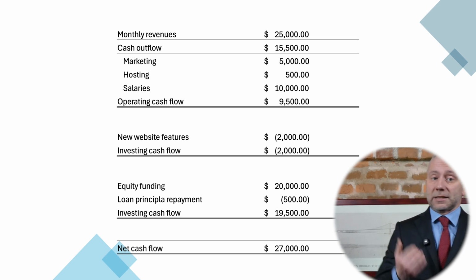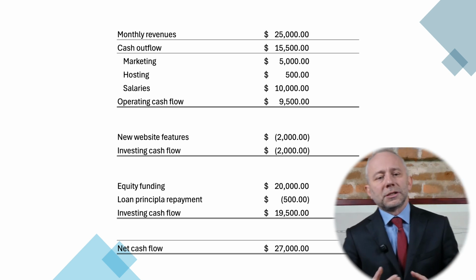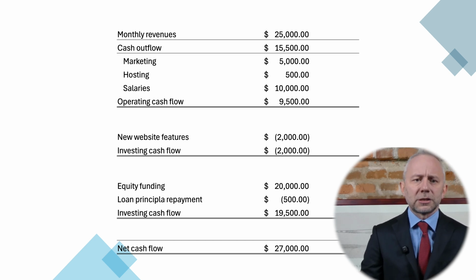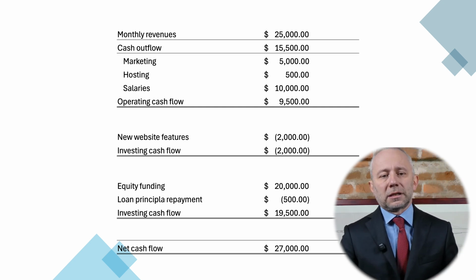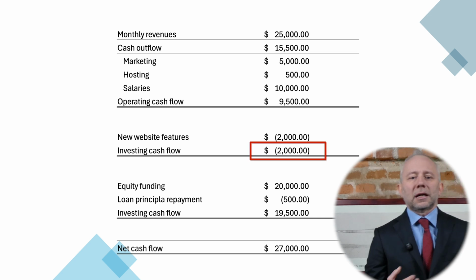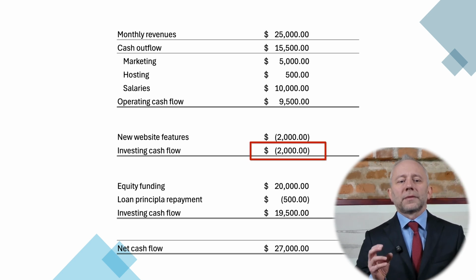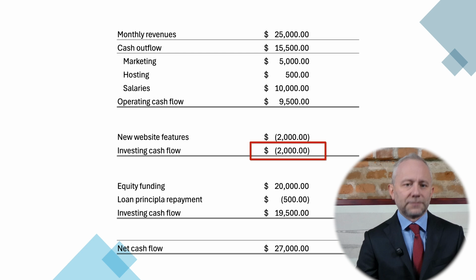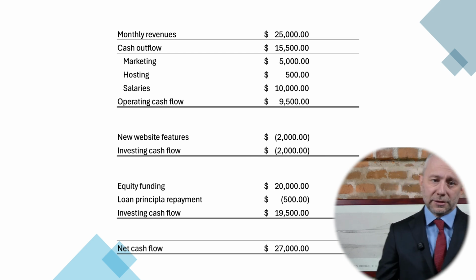And now the investing activities. Let's assume that the startup invests $2,000 in new website features to enhance users' experience. This is recorded as an outflow in investing activities, resulting in a net cash of $9,500 less $2,000, $7,500. And then financing activities.